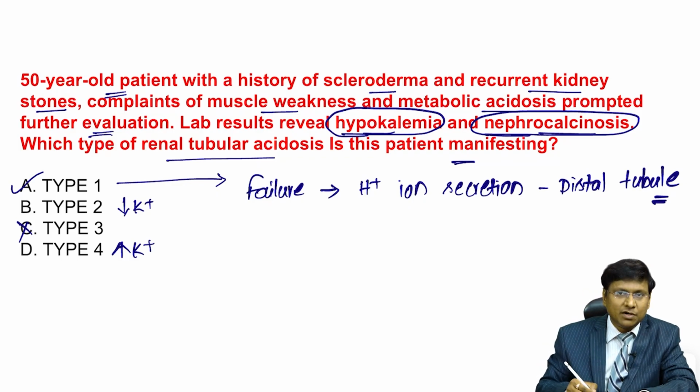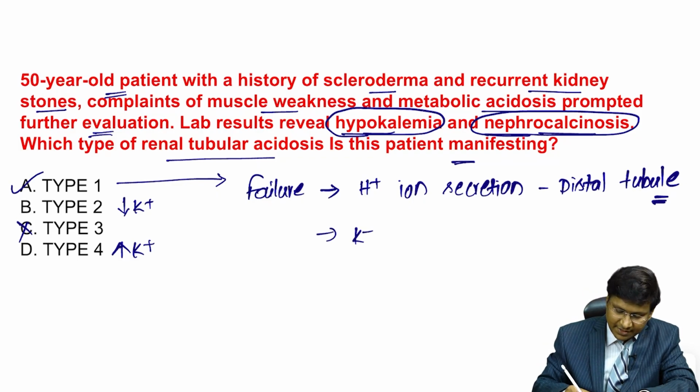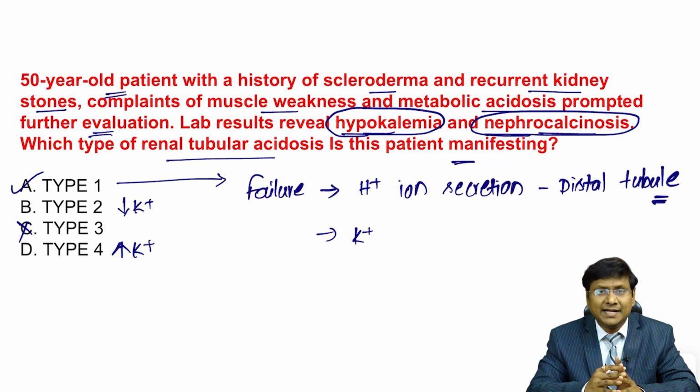And in place of the H plus, the K plus will be secreted into the tubule, and that will get excreted out, resulting in hypokalemia. And these patients will have hypercalciuria, and this calcium will accumulate in the form of renal stones. But renal stone formation is not observed in case of type 2 as well as type 4.